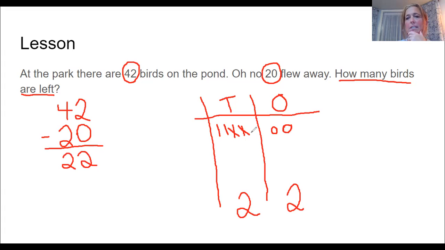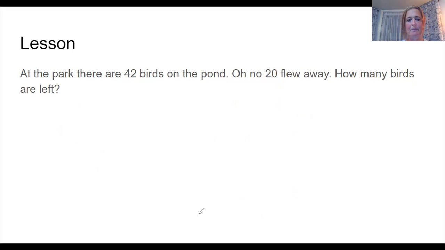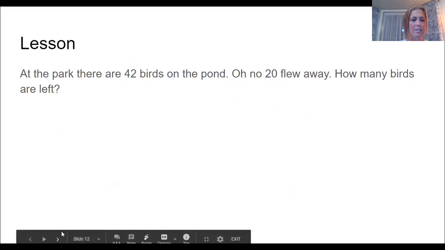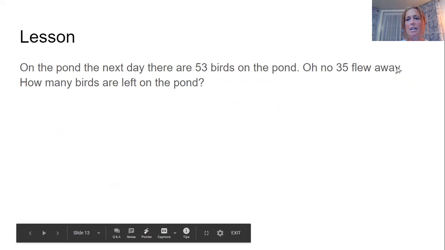Remember, this place value chart is very handy in that it keeps us very neat and straight. That way it is easier for us to make our final calculation. All right, so let me clear this. And I have to get my mouse and move on to the next problem. But now I need to stop my share so I can get my pen.